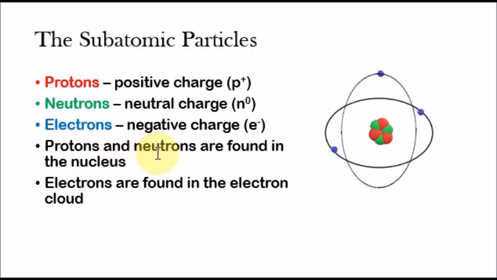Protons and neutrons are found in the nucleus, so this is the nucleus, the very center. It's a very dense area. And the electrons are found in the electron cloud. So the electron cloud is the outside, where these electrons are just moving around, okay?